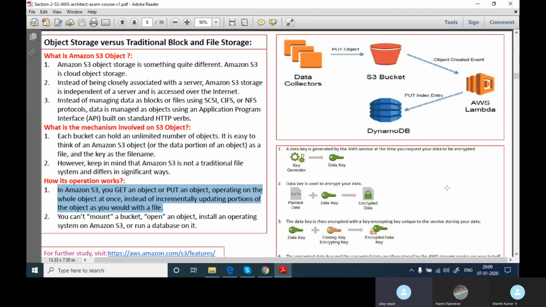These are the only three things. So generally, for these three things, we use either the AWS sync or AWS cp command.